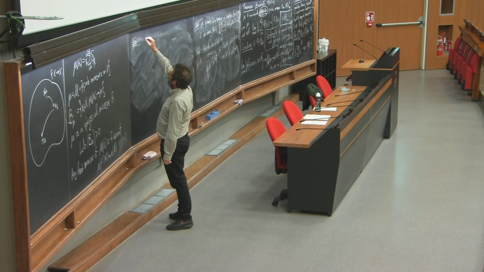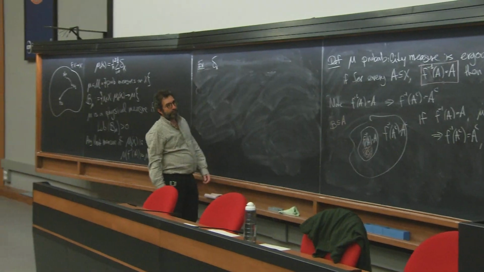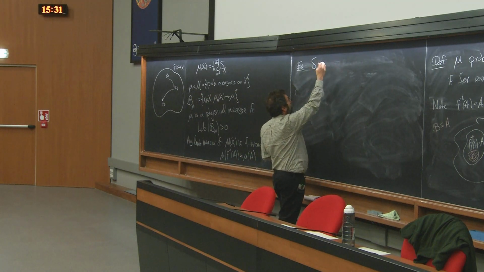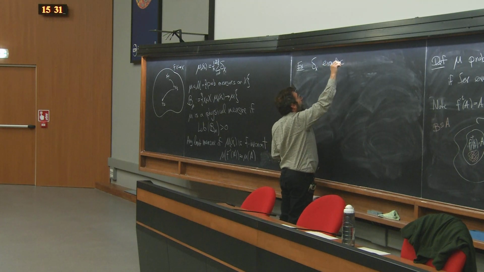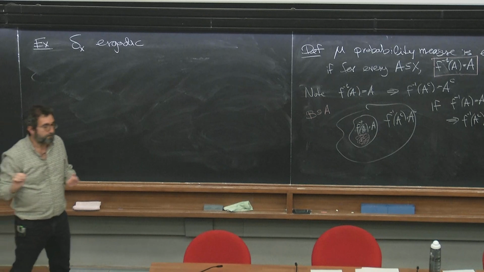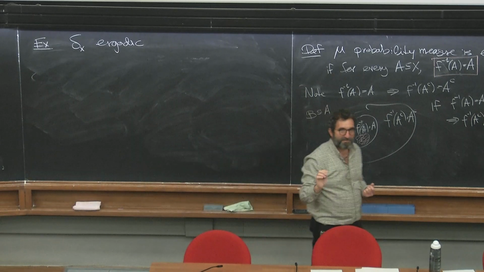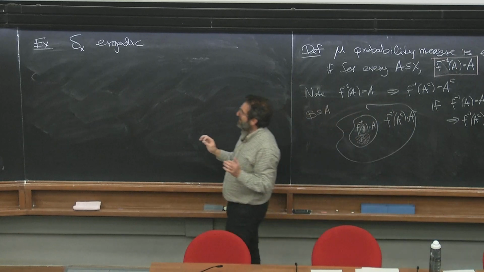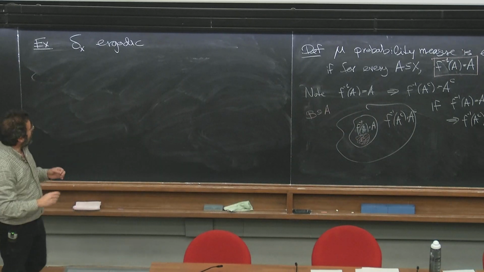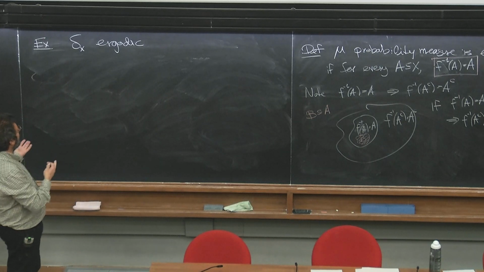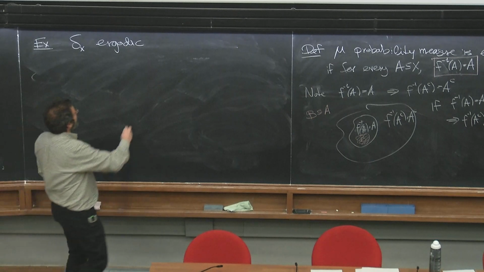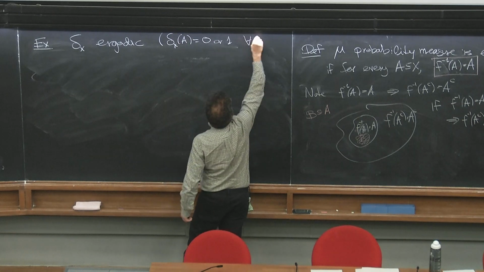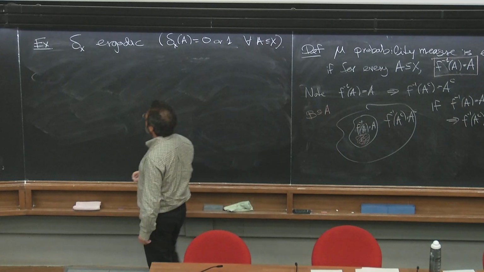So if you have just a Dirac delta in some point, this is always ergodic, right? Why is it always ergodic in any point? For a very trivial reason, that every set has either measure 0 or 1, for a Dirac delta, right? If you take the Dirac delta in one point, then the measure of every set is 0 if the set does not contain x, and 1 if it contains x, right? So delta x of A equals 0 or 1 for all measurable sets A in X.